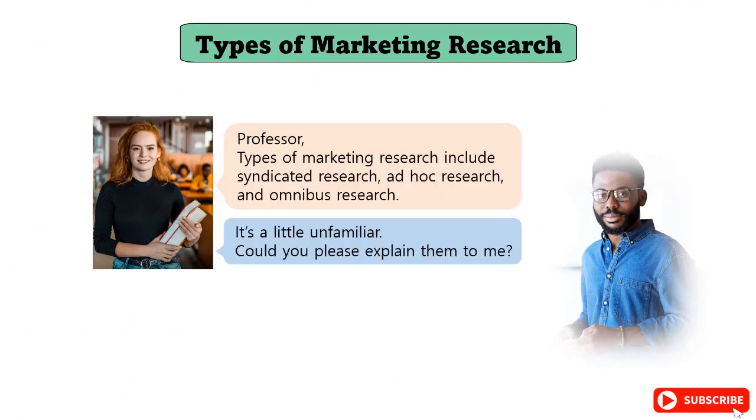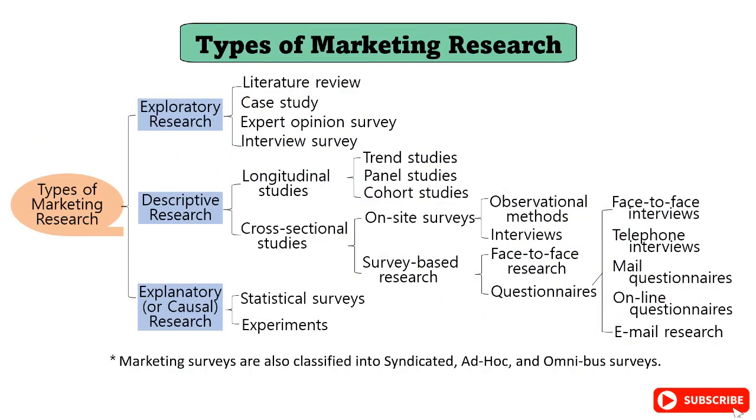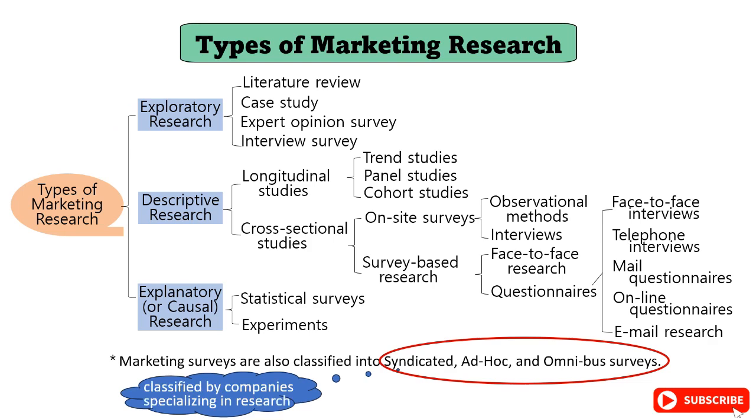Professor, types of marketing research include syndicated research, ad hoc research, and omnibus research. It's a little unfamiliar. Could you please explain them to me? Sure, there are various ways to categorize types of research. In this session, I will explain the types of research classified by companies specializing in research.